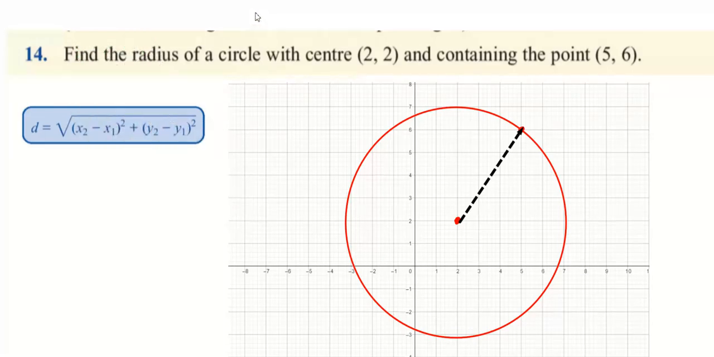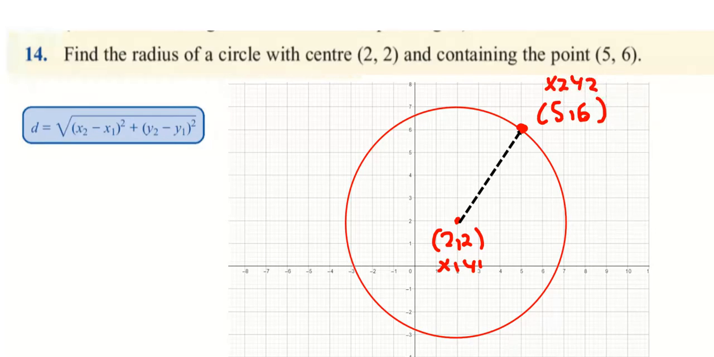And here's what we're going to do. Center is 2, 2. This is 5, 6. Dylan, pick point 1 for me. Which one do you want to be point 1? There is no wrong answer. And point 2? 5, 6. You could have chosen it the opposite way around. Everybody take it down.